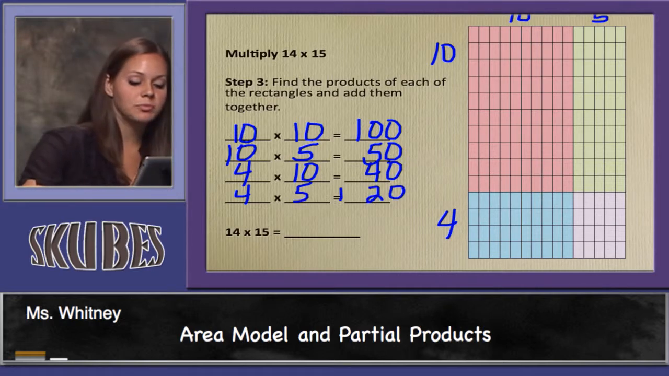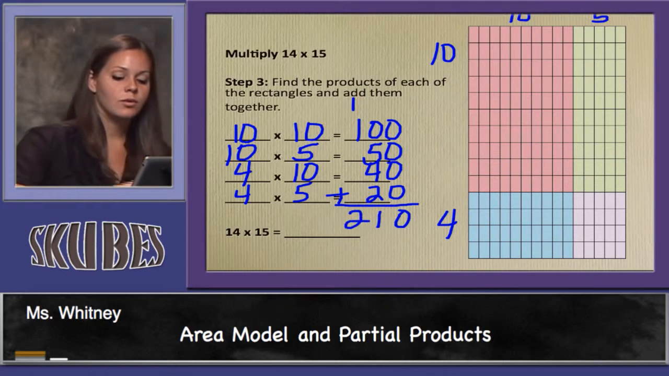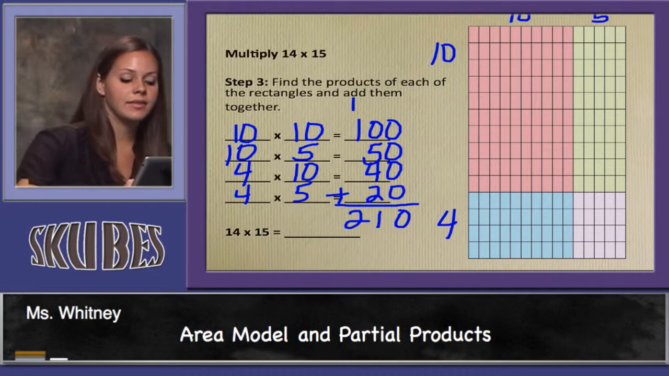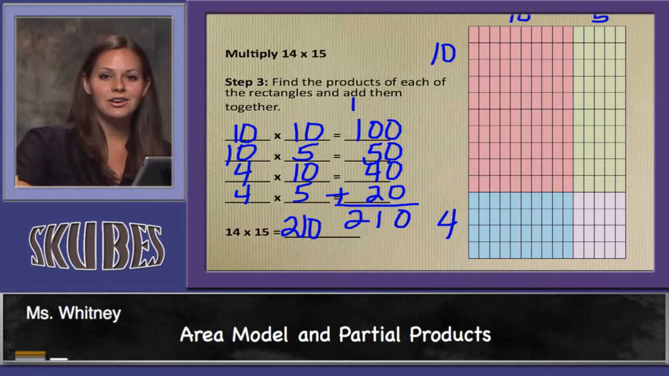Now we can add the partial products together. We get 210. So 14 times 15 equals 210. And this concludes our lesson on area model and partial products.